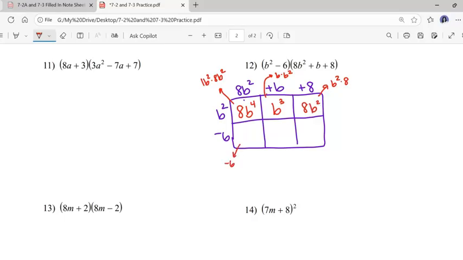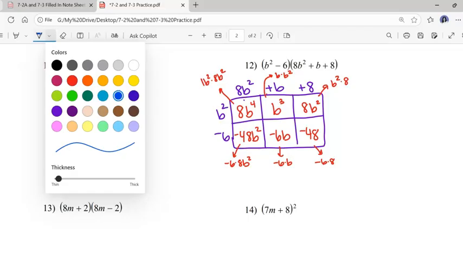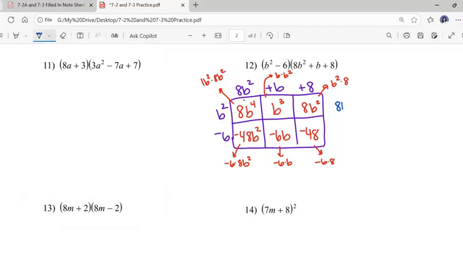Then down below, I have negative 6 times 8b squared, which is negative 48b squared. I have negative 6 times b, which is negative 6b. And I have negative 6 times 8, which is negative 48. As a reminder, make sure you are multiplying that last box. A lot of people accidentally add. I'm going to add together all of the boxes, which is a lot. And then I'm going to look for my like terms.